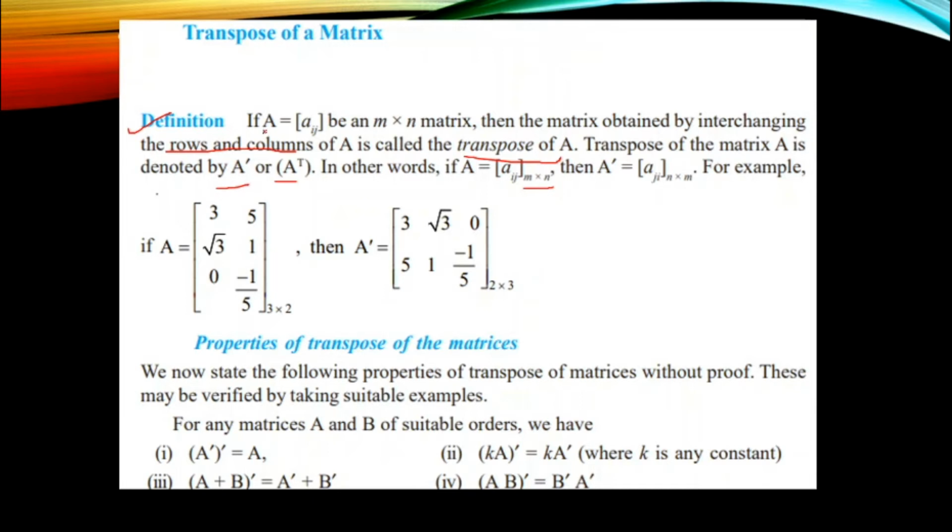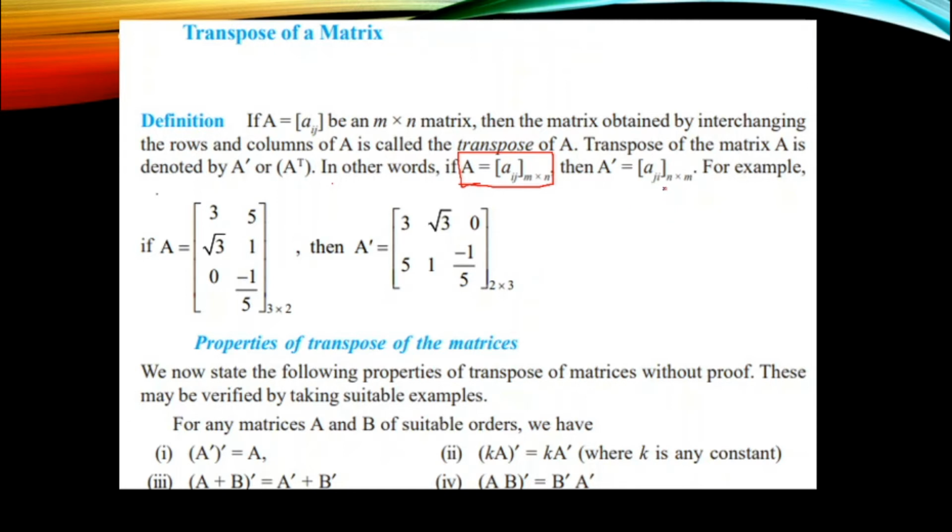Okay, I'll start explaining from the beginning. This is the standard form of representing a matrix. A equal to Aij, be an m by n. The order is m by n. And what we do here is we are interchanging rows and columns. When we interchange rows and columns of a matrix, you call it transpose of that matrix. Okay, so how do you denote it? You denote it by A dash or A raised to T. In other words, if A equal to Aij, this is a normal matrix, then A dash equal to Aji n by m.